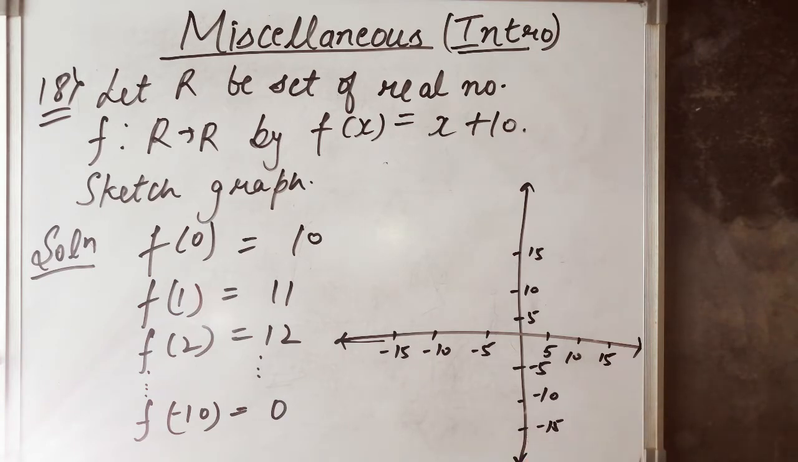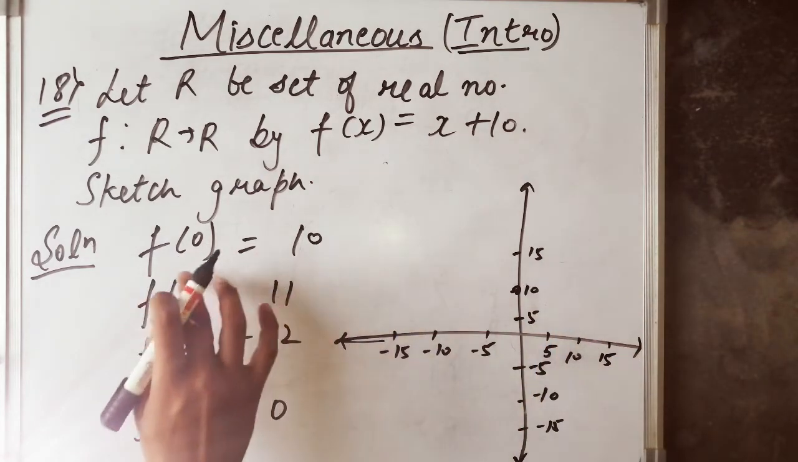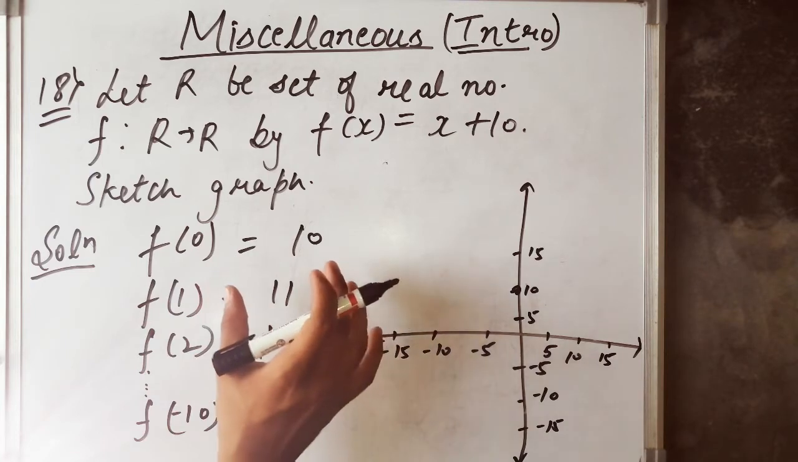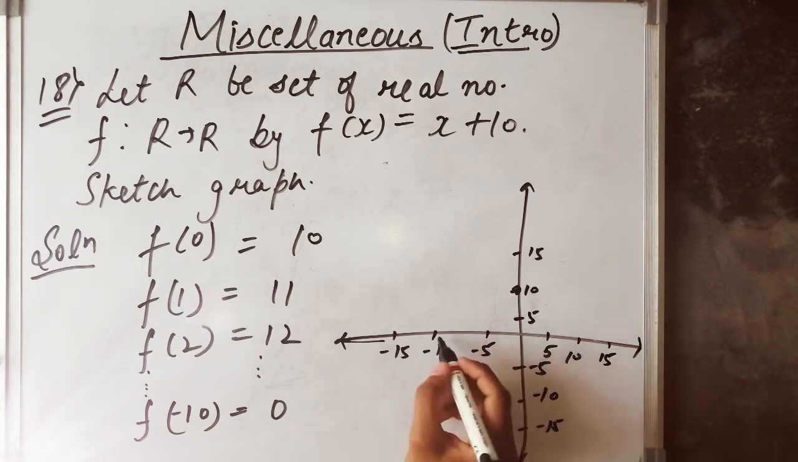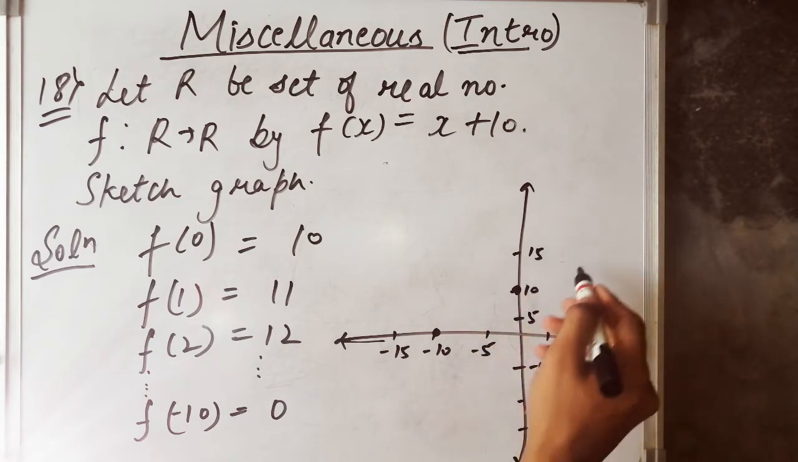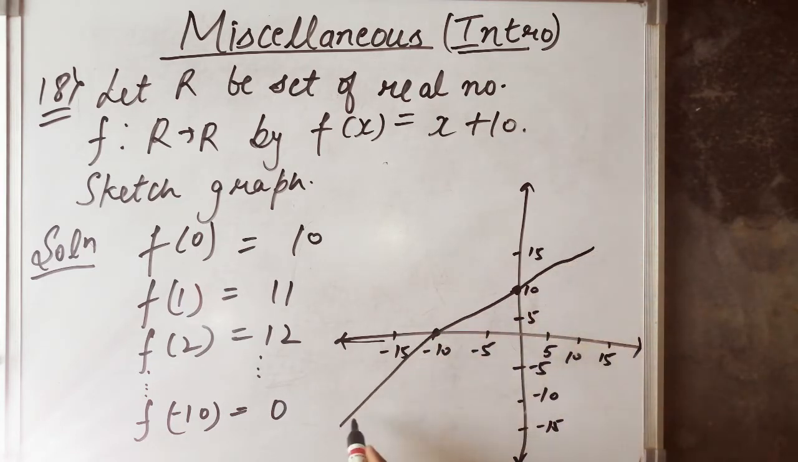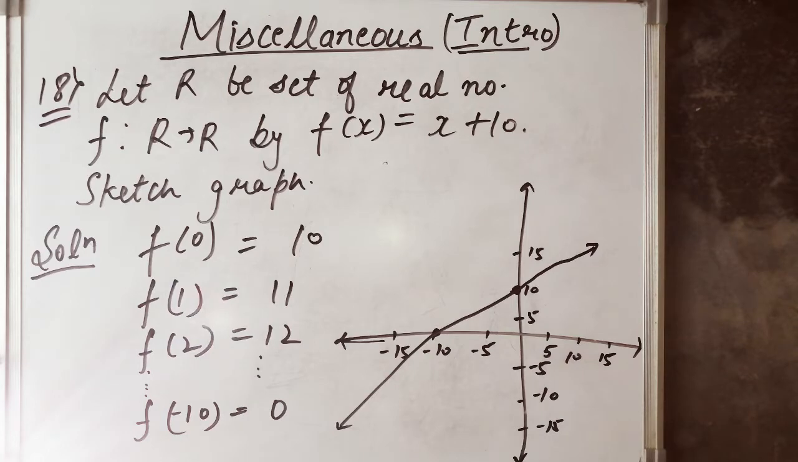So what was our first point? When we considered x equal to 0, y was 10. And when we considered minus 10, the value is 0. Let's mark this point. Now we need to draw the graph, and it will be a straight line. It may not look straight, but I'm not having a scale, and that's why I'm using a rough diagram. Let's have a look at the 19th example, but before that pause the video to note it down.